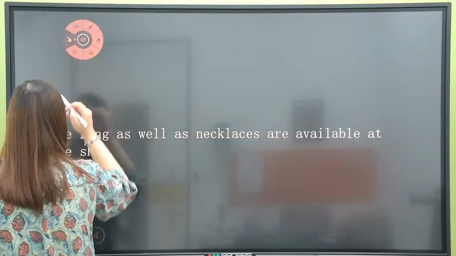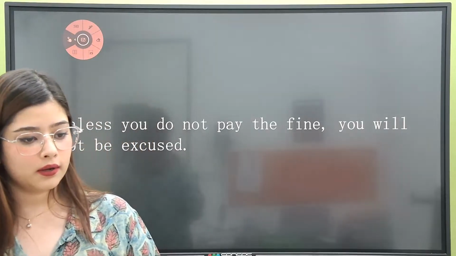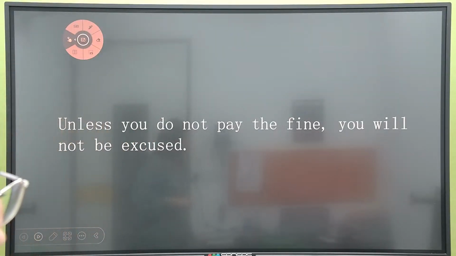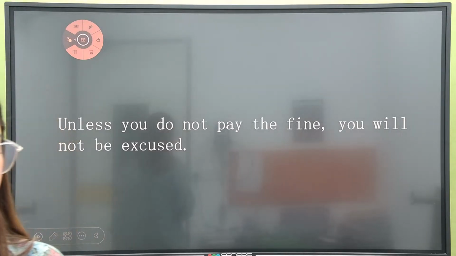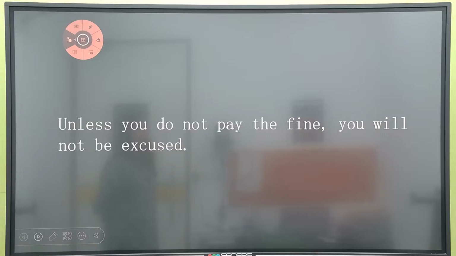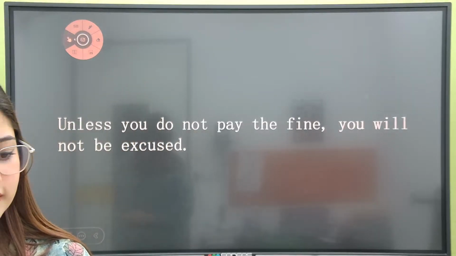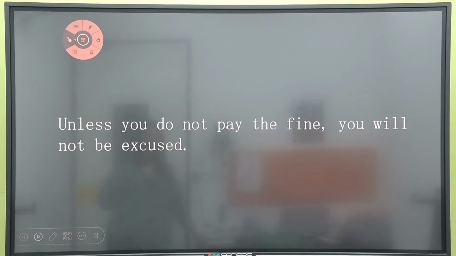Let's have a look at the next sentence. Unless you do not pay the fine, you will not be excused. What is the error in this statement?